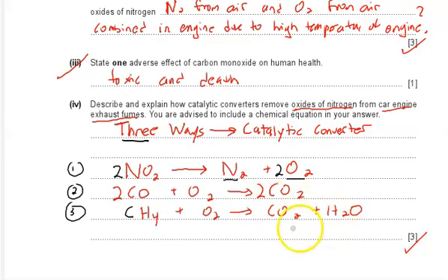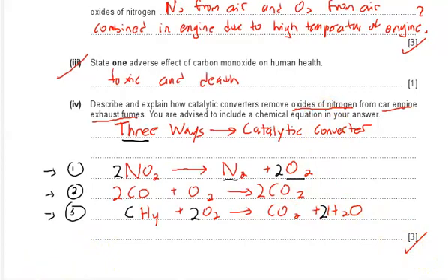Okay, so here we just have to balance this equation. Here we have to put 2, here's 2, here's 2, and we have oxygen 2 and 2, so we just put here 2. Okay, so these are the 3 equations. It's oxidation of nitrogen dioxide, oxidation of carbon monoxide, and oxidation of a hydrocarbon. Okay, so this is the answer for number 3.